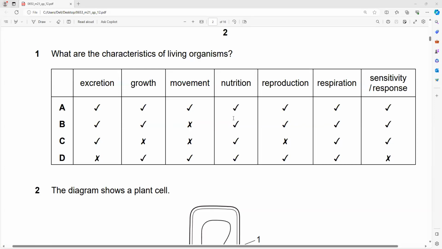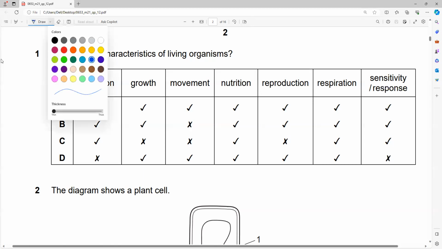What are the characteristics of living organisms? So again, same. So let us see now. What are the options? We can remove it and we can match again. So the first one you can see is excretion. Is it a characteristic or not?